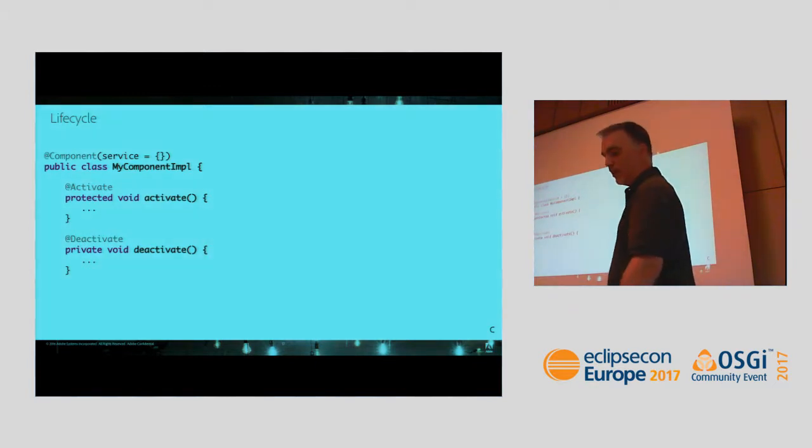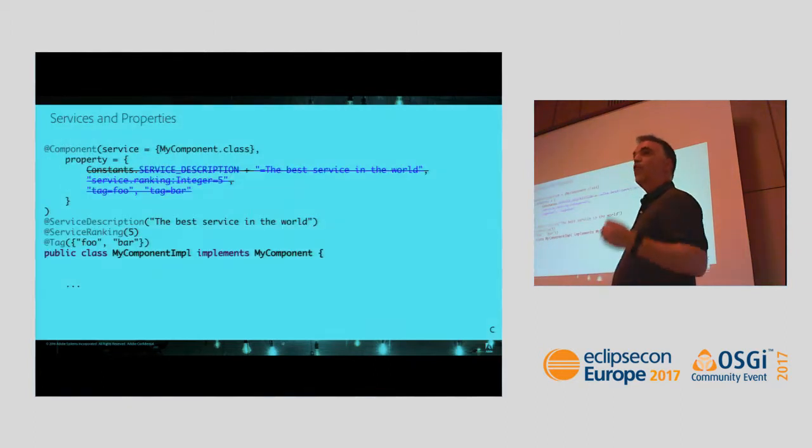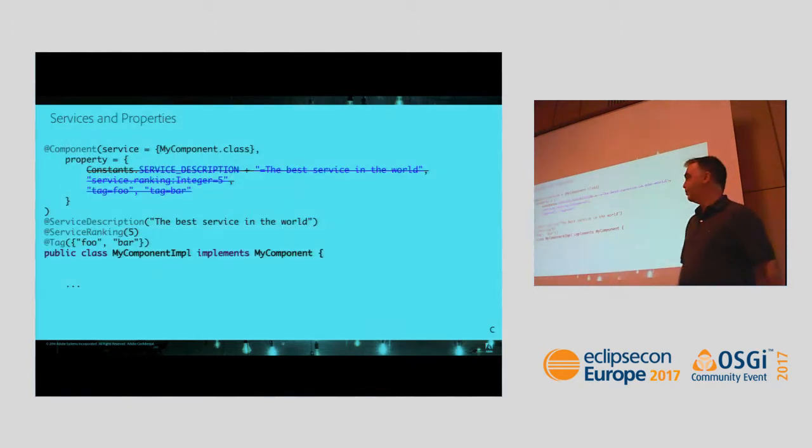Nice and easy. More interesting actually is if you want to provide a service that gets registered into the service registry. You still use the component annotation, but then specify the service with the service attribute on that annotation. So in my case, this component is registered as my component. That's the type of the interface. And what I presented so far is already available in R6, the current available implementation.